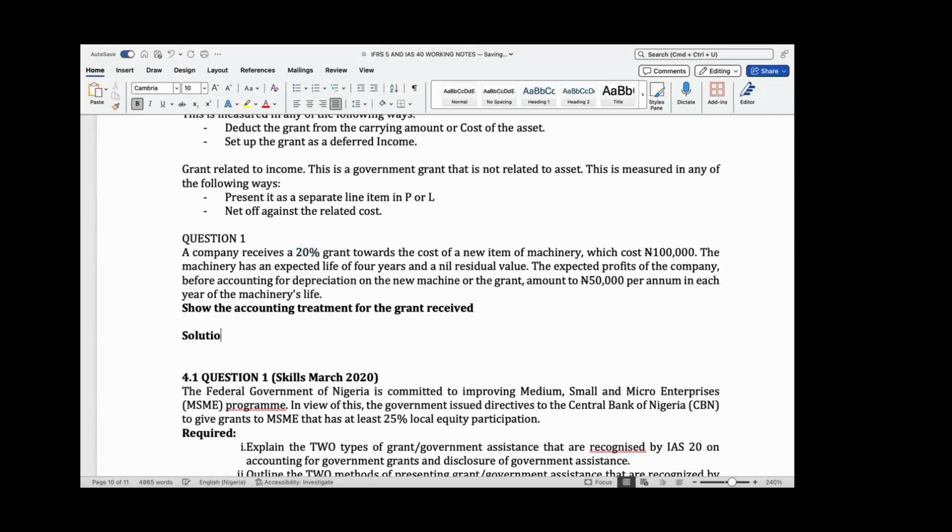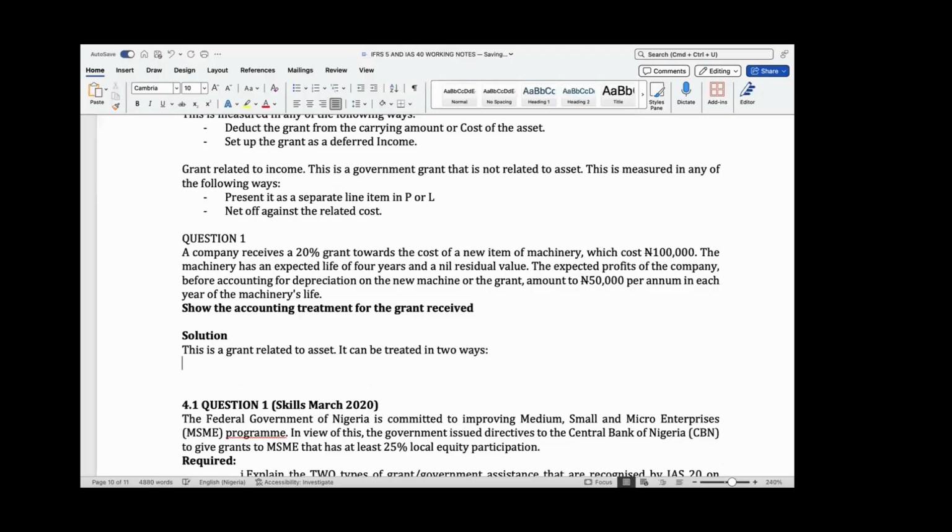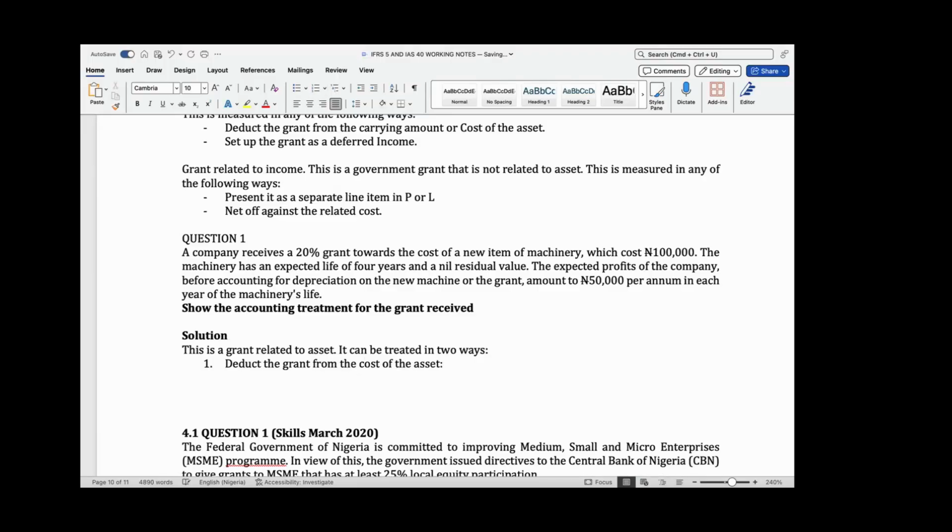Now, you see, this is a grant related to asset. And it can be treated in two ways. Any way is okay. So the first way is deduct the grant from the cost of the assets. So let's treat it like that.